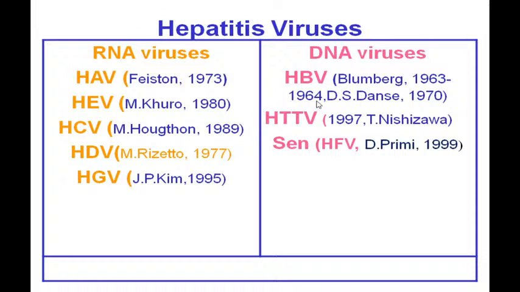And then we have some variants. We don't know whether these are separate viruses or variants of DNA viruses. Until now, it is not really known very well. But here we have one of the most common hepatitis viruses, which is hepatitis B virus. It was discovered or seen at least in 1970. So truly, this is the first discovered hepatitis virus.